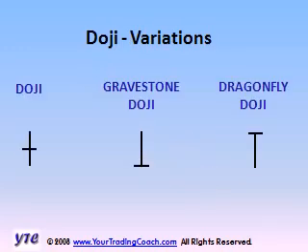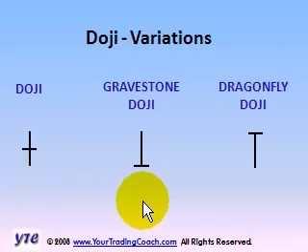We have three common variations of the doji. Note that in all three cases the open and close are equal or almost equal, which is what defines the doji. On the left, here we have the common doji with the price moving both above the open and close to form a higher high and below the open and close to form a lower low.